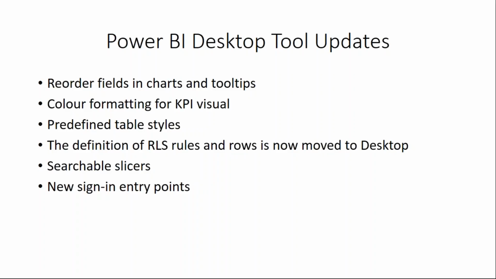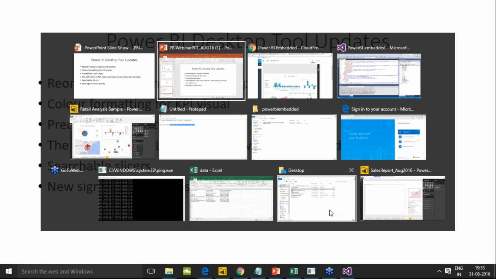From the desktop tool updates, I'll be demonstrating the listed updates: reordering fields in charts and tooltips, color formatting for KPI visuals, and predefined table styles. The definition of RLS rules is now moved to desktop. One of the important and very interesting features is the searchable slicer and the new entry point. So let's get into it first.